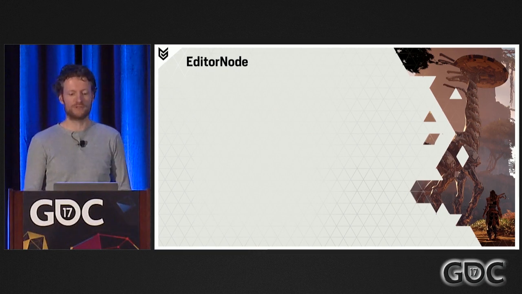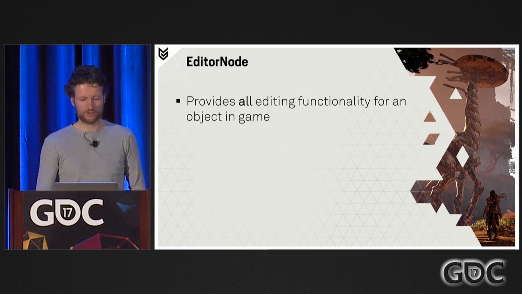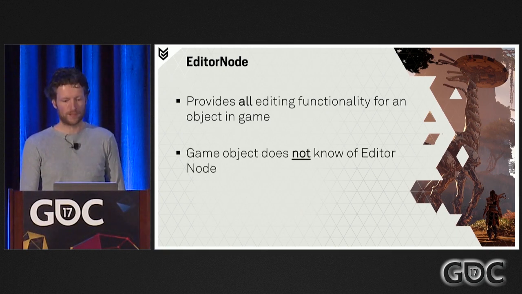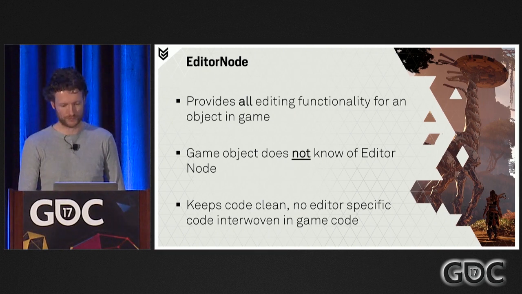A central concept in dealing with this problem is something that we call the editor node. Editor nodes provide all editing functionality for an object in the game. An editor node knows about a game object, but this is a one-directional relationship. This is a convenient way of keeping the game code clean. The editor node lives in a separate project and code file from the game, and so the game code stays very clean. There's no #ifdef editor in our code base.